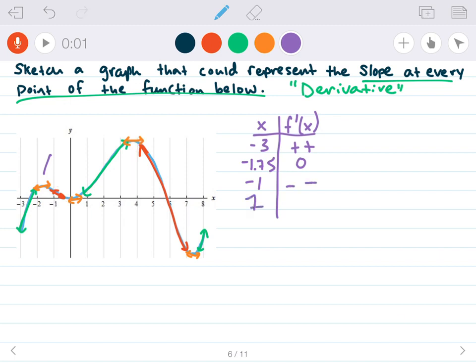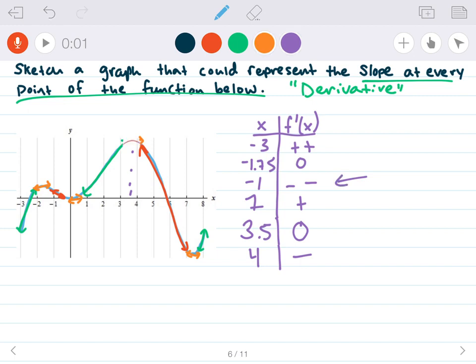And then from 1 to 3, it seems to be sloping upwards. And it's a little bit flatter than this one, so I'll just put 1 positive sign there to indicate that. And let's see, where is this slope 0? Looks like about 3.5. X is 3.5. That's going to be 0. And then we start sloping downwards from 4. And that looks a little less negative than the first 2 negatives we put.